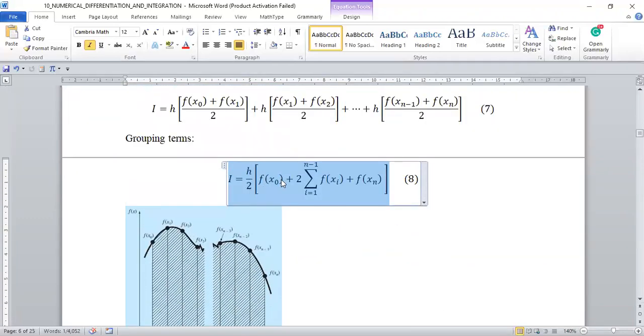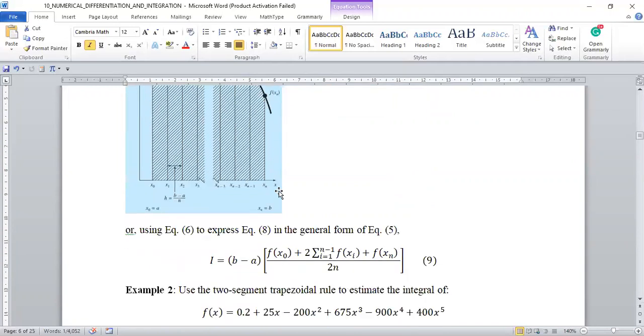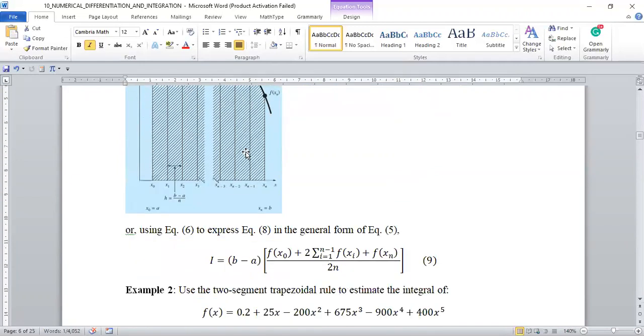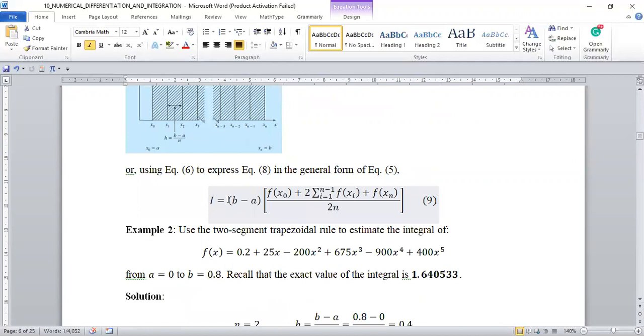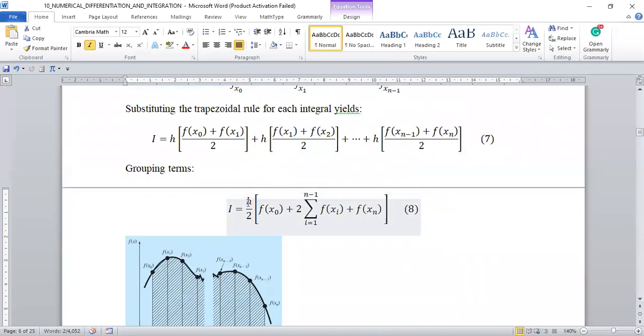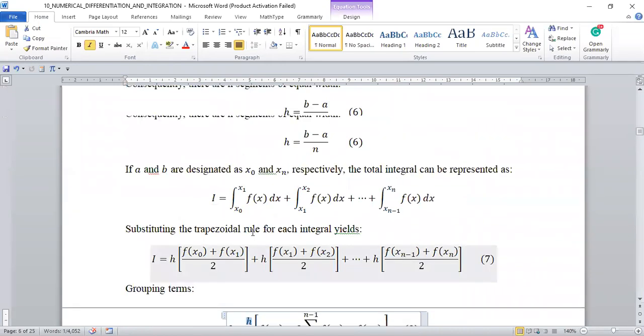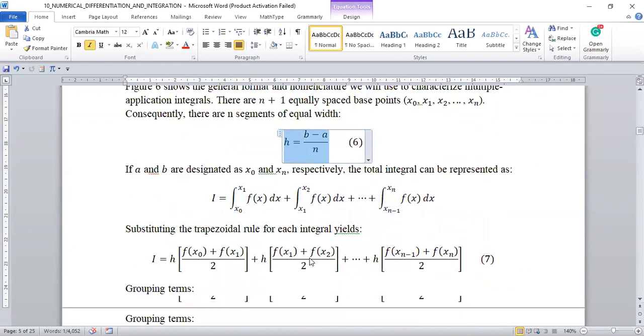So this equation, putting it into a more general form. h is b minus a divided by n. And in place of h, if you put b minus a divided by n, you are going to arrive at this equation. So this equation and this equation are the same thing. It's just that in place of this h, which is the width of each segment or the step size, and is given by this.